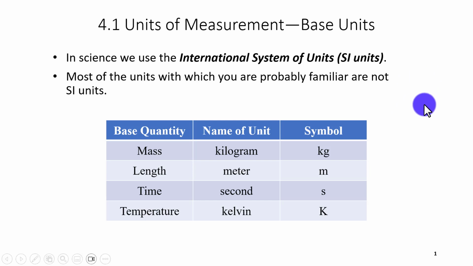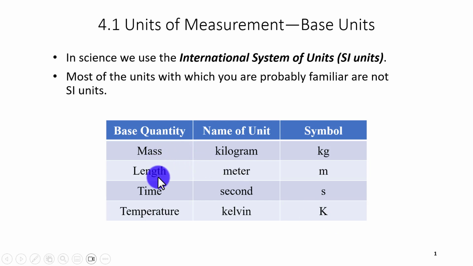Most of the units that we're going to use, you're probably familiar with, but there are some that you may not be. The ones that we're going to be using the most in this course are the ones that are listed in this table. Here's the base quantity, the name of the unit, and the symbol that goes with it. For the mass, the name of the unit is kilogram, then the symbol is kg. For length, the name is meter, and the symbol is m. For time, the name of the unit is second, and the symbol is s. For temperature, name of unit is Kelvin, and the symbol is K.